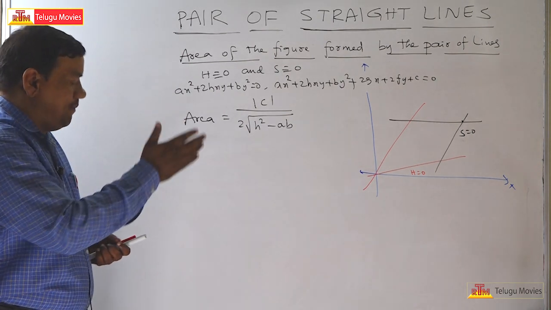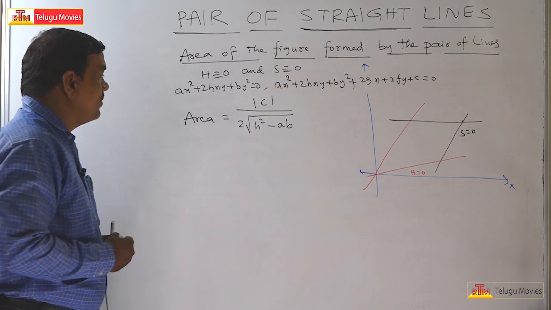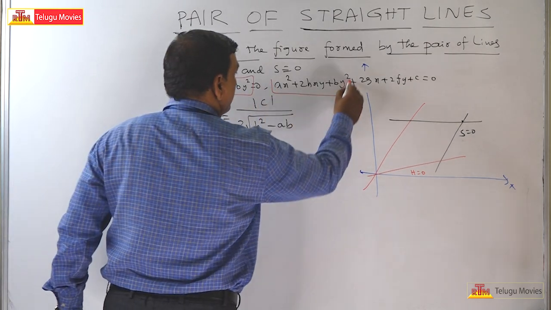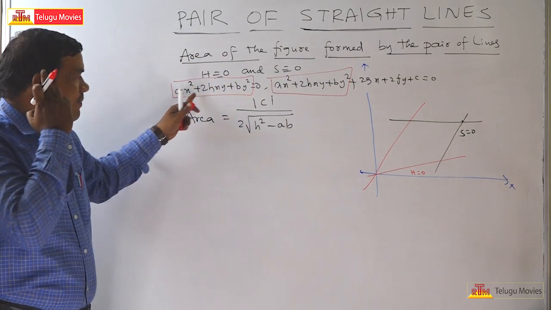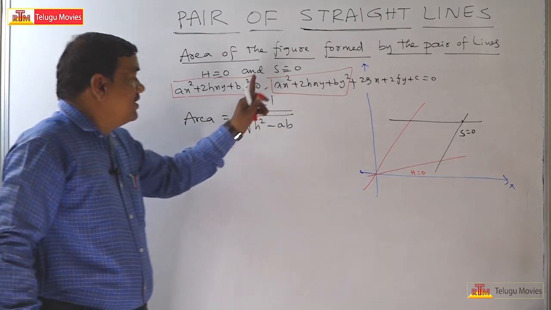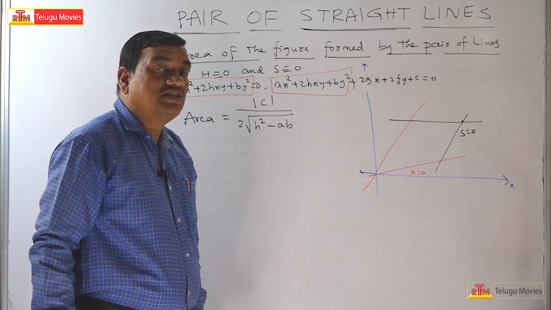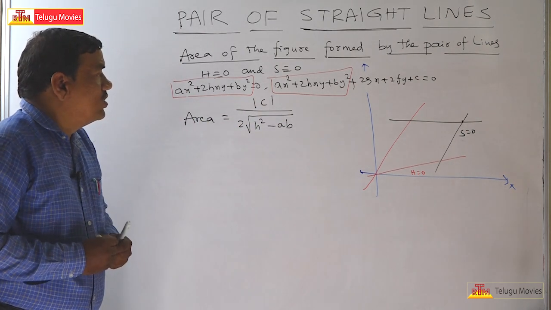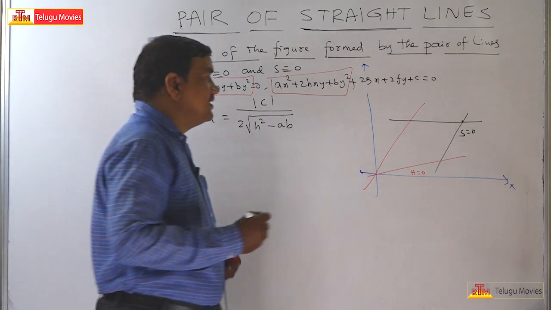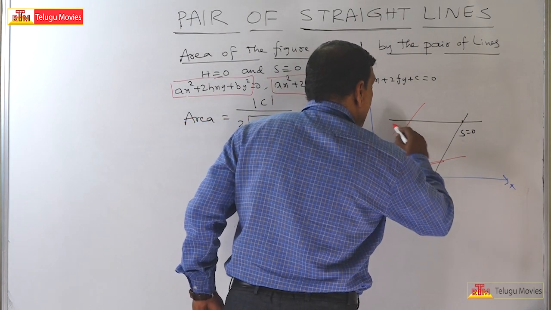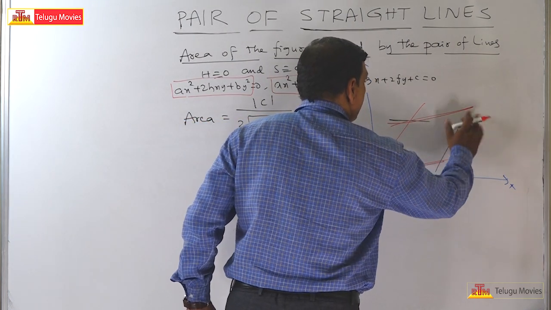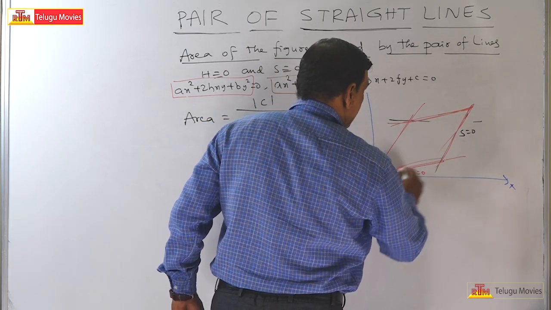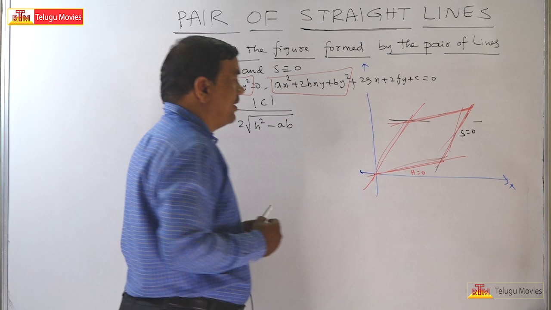These are the pair of lines. Observe here, ax square plus 2hxy plus by square, and this is also ax square plus 2hxy plus by square. The first thing is that this line is parallel to this line, and these two lines are parallel. Then a parallelogram is formed.